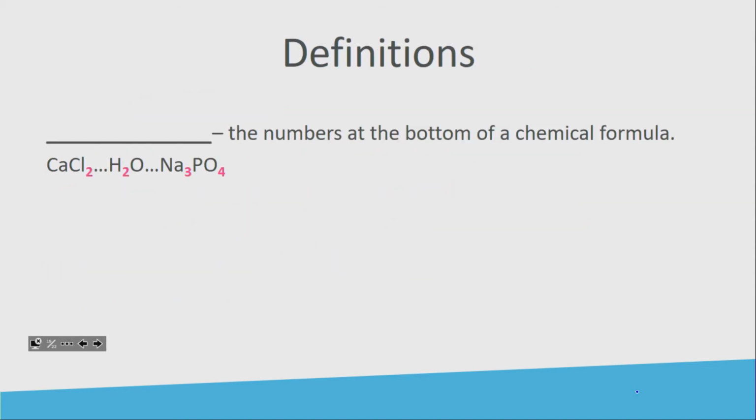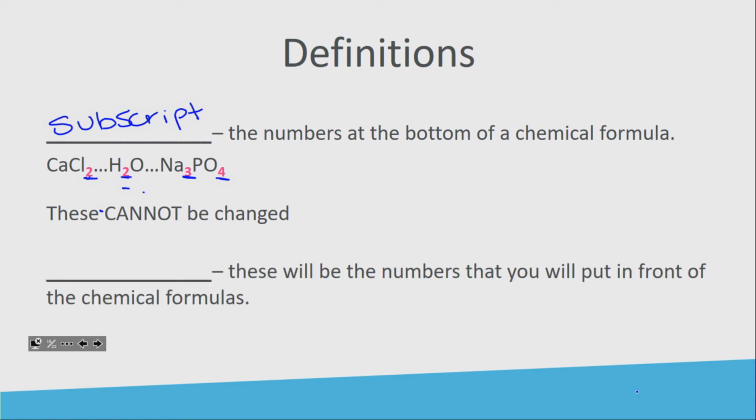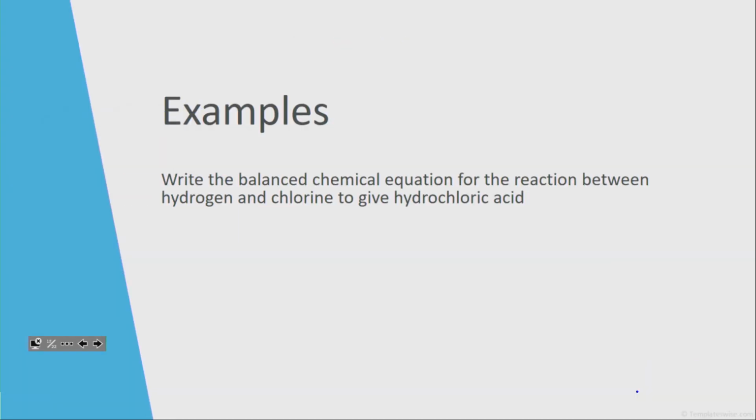So let's look again at some of these definitions. A subscript are these numbers at the bottom of a chemical formula. You cannot change those. That makes that chemical formula its formula. The coefficients are the numbers that are going to go in front of these chemical formulas to change how many of them there are. Like we had 2 H2 molecules here. So you're going to add and change coefficients, because you can change those, until you balance it.